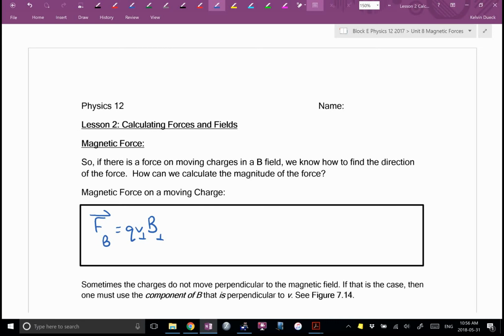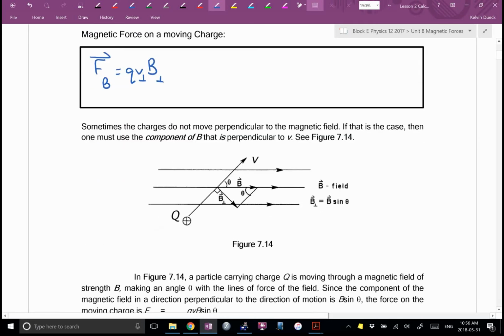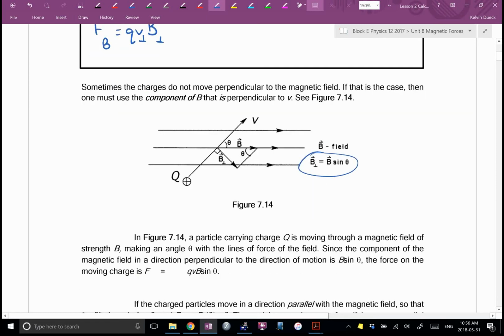If they're not moving perpendicularly, you would use a component, and if you draw it out, you'll find that the component of the magnetic field that you want is sine theta. And so a better equation, don't write this down, it's there, is F equals QVB sine theta. I just want to convince you that it works.